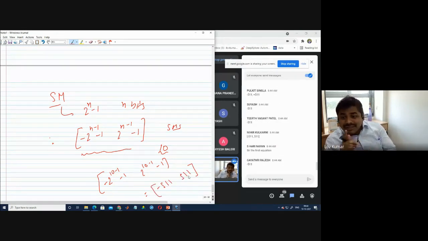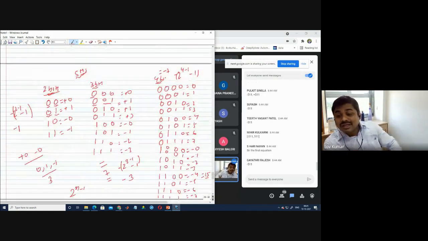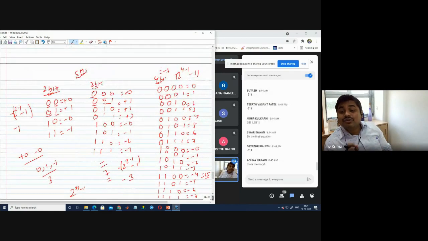Okay. But what is the disadvantage of this sign magnitude number? Anyone, can you tell me what is the disadvantage? One disadvantage is that we are getting two representations of 0. In real life, whether we say positive 0 or negative 0, both are the same, but here we are getting two different representations of 0. This is one disadvantage of using the sign magnitude number.